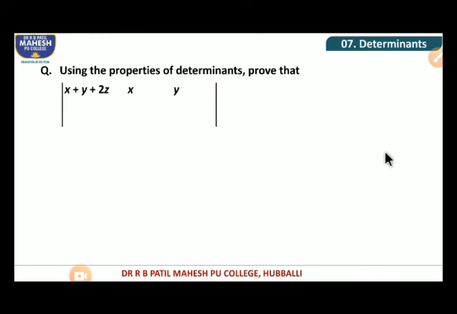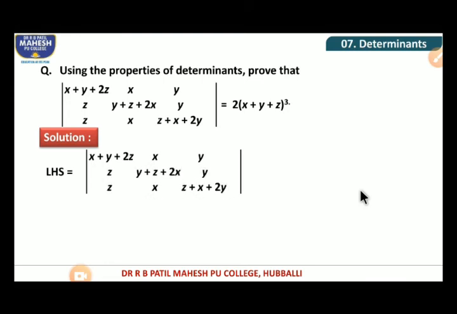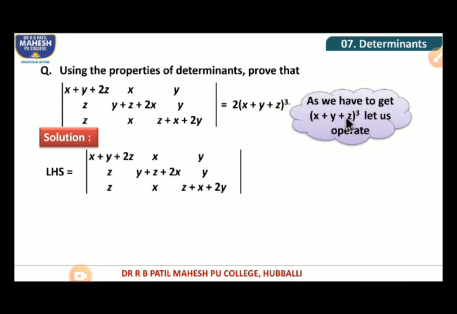Take one more example. Using the properties of determinants, prove that the determinant x plus y plus 2z, x, y, z, y plus z plus 2x, y, z, x, z plus x plus 2y equals 2 into x plus y plus z whole cube. So here our aim is to get this term, so first we should get the x plus y plus z term. For that I am going to take this LHS part as it is first. And now we have to get this term x plus y plus z whole cube.